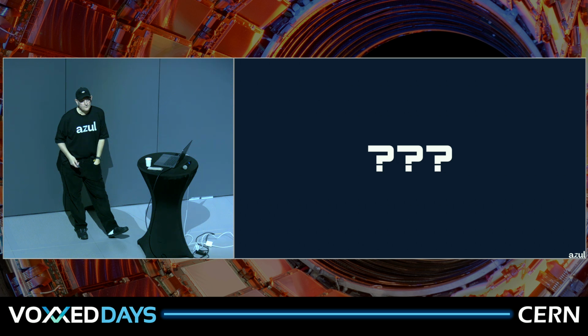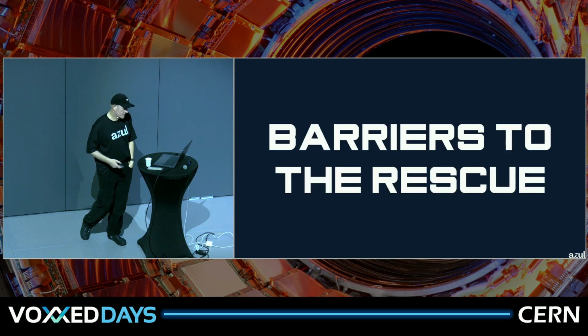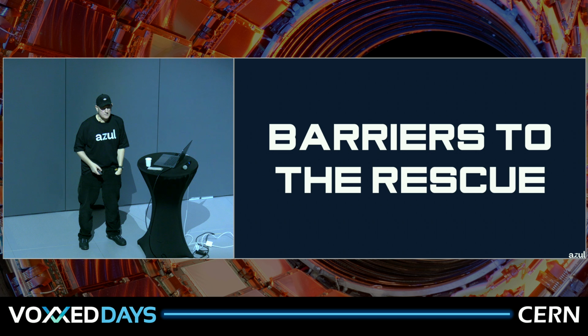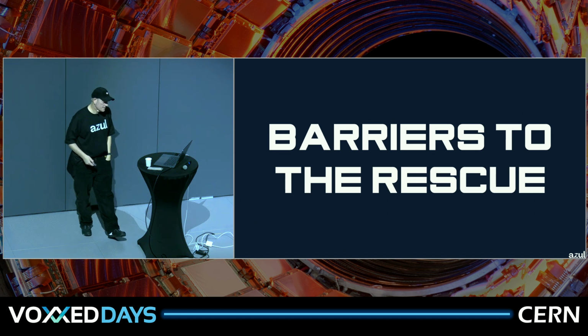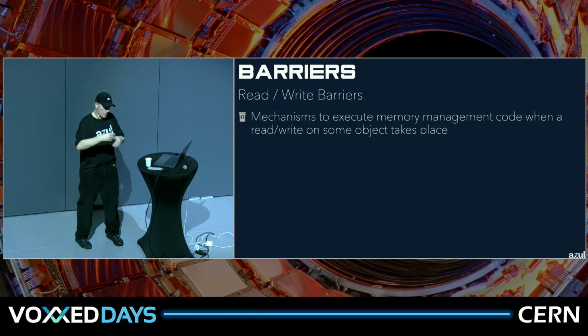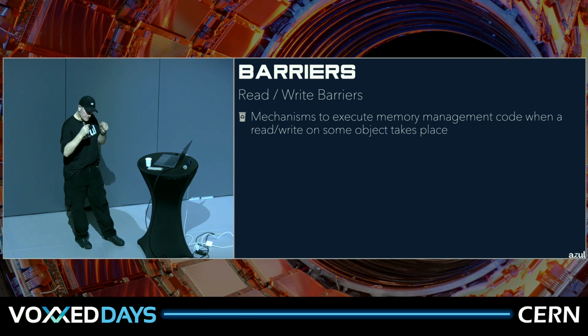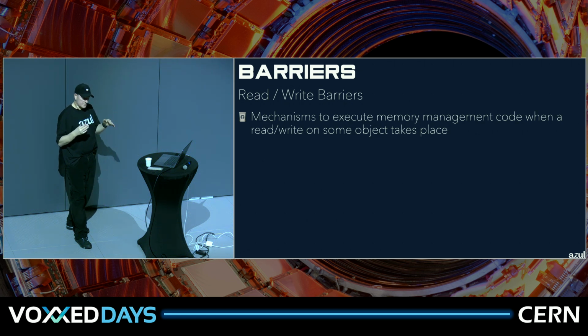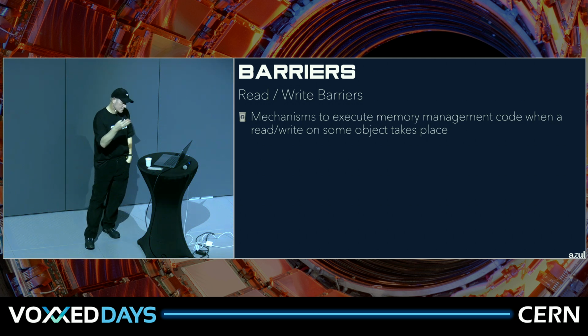So what can we do? Well, there's one thing. I'm not sure if you heard about it. Who heard about barriers? One? Okay. So to make it very easy, there are read and write barriers, and a barrier is like a hurdle. It's some piece of code that will be executed every time you read a memory cell or you write a memory cell. Right? This is the idea. So you can already imagine that if I have to do that every time I read a memory cell, the code must be very efficient. Because if you have to execute lots of stuff, then the whole thing will be very slow. Okay? So it's a mechanism to execute memory management code when a read or write on some object takes place.